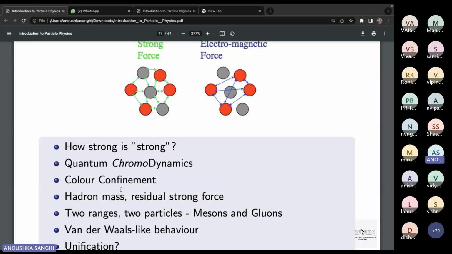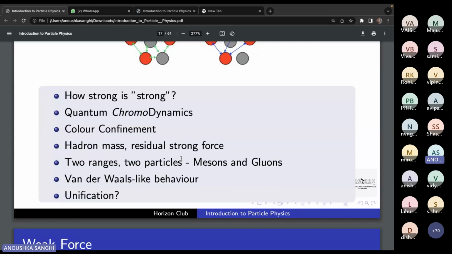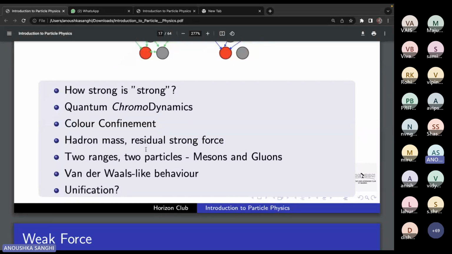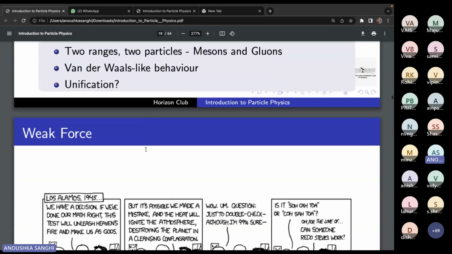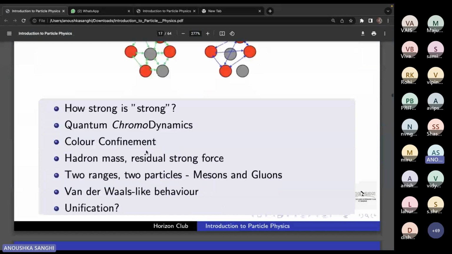I have also talked about the ranges, that how mesons and gluons, like gluons, are for very strong nuclear forces, and they have wonderful behavior, which means the short range behavior. I think these are the basic things under strong forces. I'll be talking about the unification and all a bit later. Now we have come to weak forces.